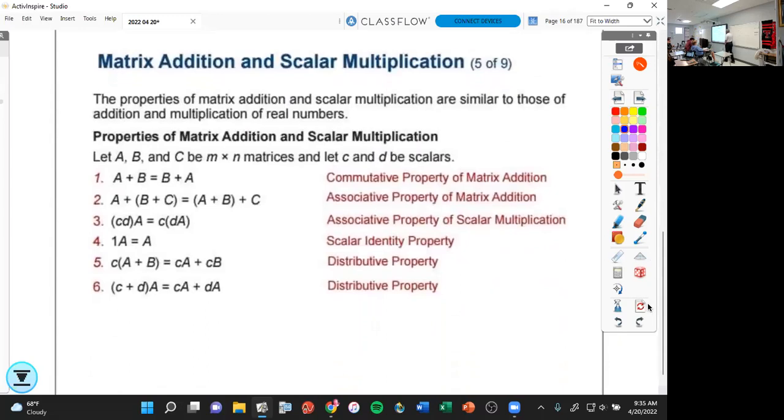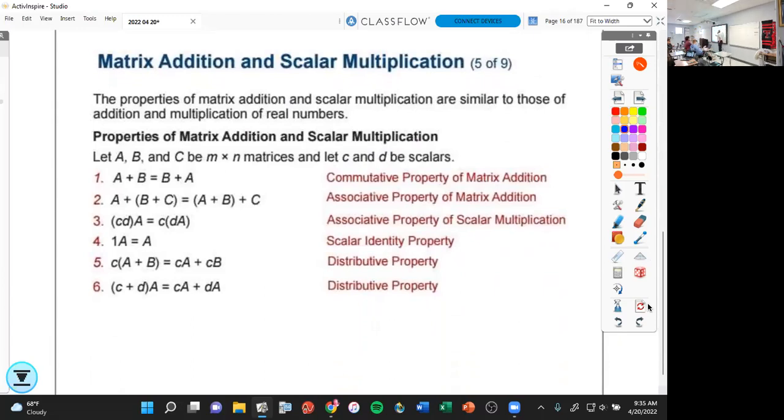Okay, properties. They're similar to properties that we've used in just regular real numbers. I can take two matrices and add them together. I don't care if it's A plus B or B plus A. It's the same answer. That is the commutative property of matrix addition.